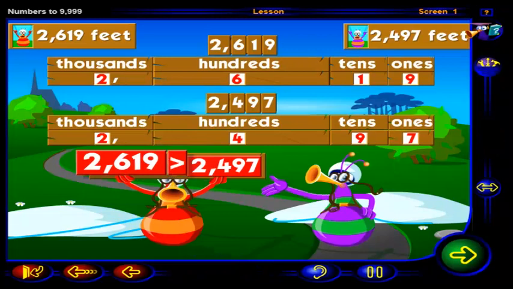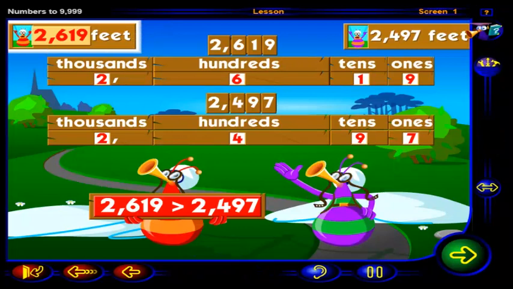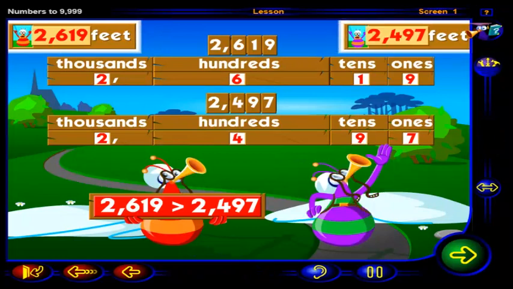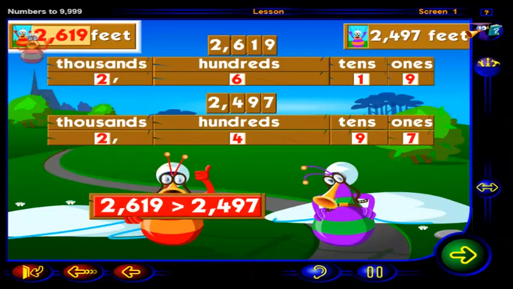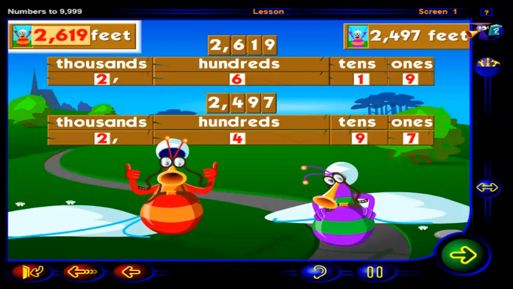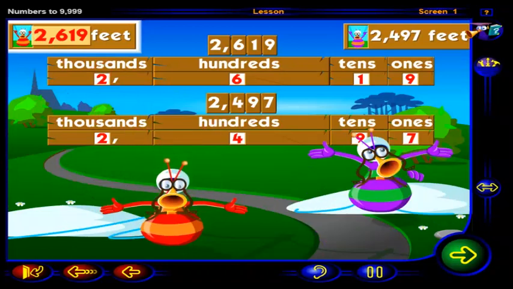2,619 is greater than the number 2,497. So, the plane that was at 2,619 feet was higher than the plane that was at 2,497 feet. Hey, this means that the plane you jumped out of was higher. Okay, who's ready for another jump? Looks like you've got a plane to catch.